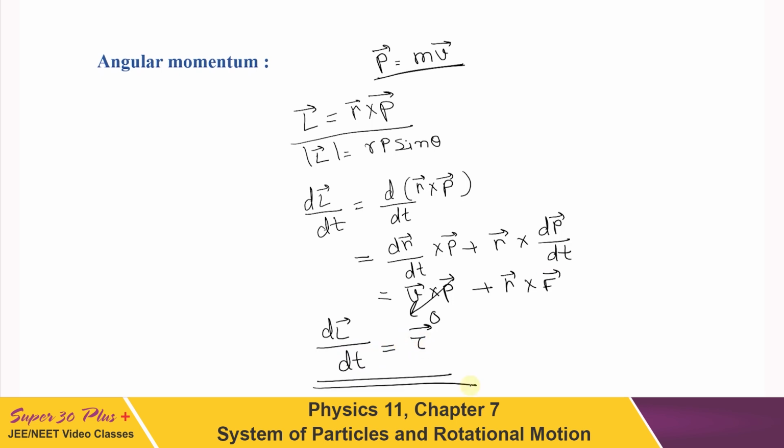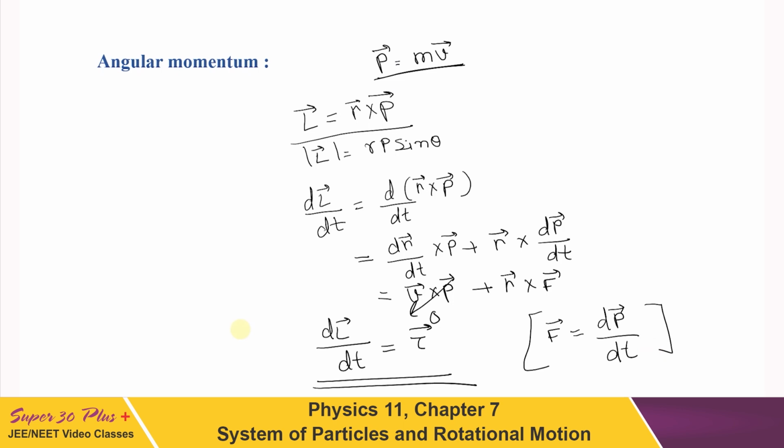And now we can say that the time rate of change of angular momentum of a particle is equal to torque. This is the rotational analog of the equation F equals dp by dt. In translation, we were using F equals dp by dt, and here we got torque equals dL by dt. So linear momentum has an analog term in rotation, that is angular momentum.